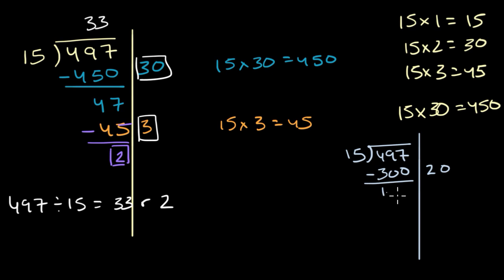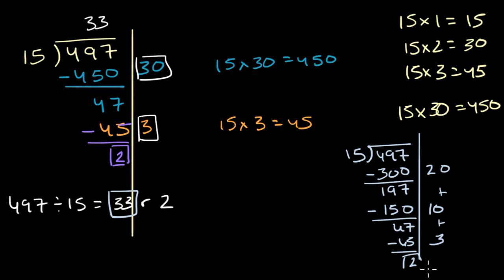If I subtract here, I get 197. And then I say, okay, well, I know that 15 times 10 is 150. So now, if I subtract, I get the 47. And then this is where I could say, okay, 15 times 3 is 45. And if I subtract, I get a remainder of 2 again. And so how many times did I get the 15 into the original 497? I had 20 times, and then another 10 times, and then another 3 times. If I add these, 20 plus 10 plus 3 is, once again, 33. And once again, I have a remainder of 2. So there are many different ways that you can approach this with partial quotients.